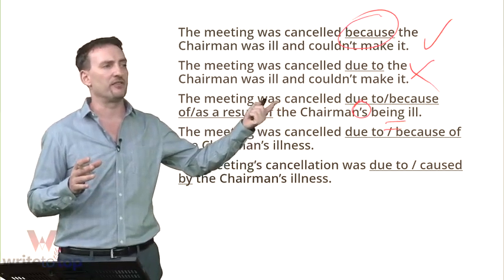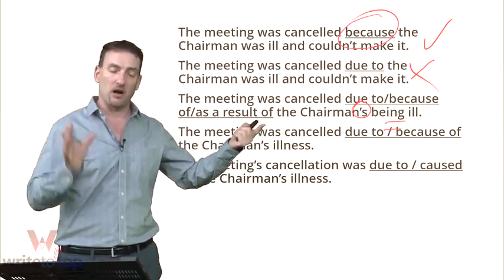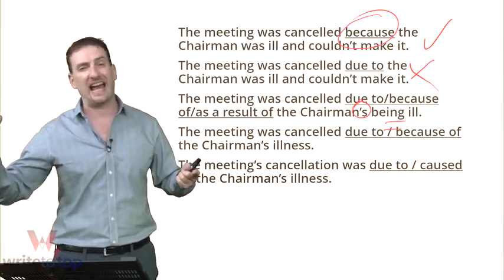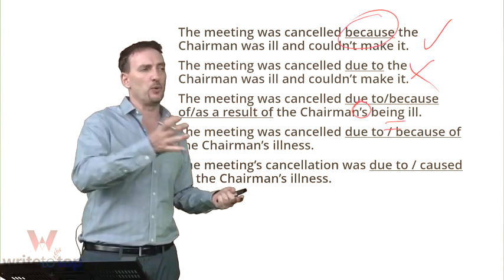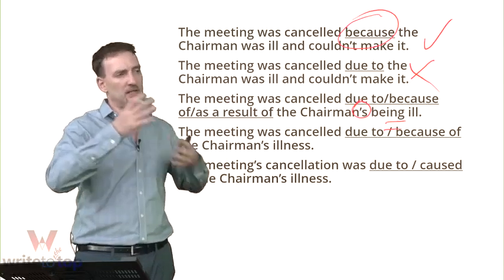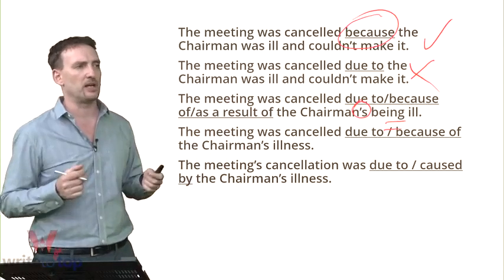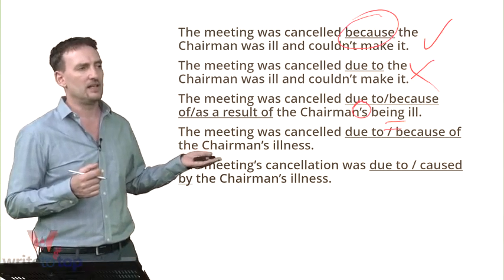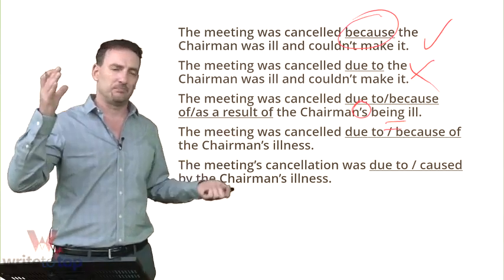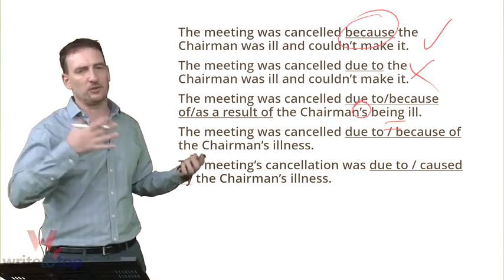Because you're talking about the verb. The meeting was canceled. You're modifying a verb, you want to use an adverb, because of. If you're modifying a noun, you would want to use due to. Okay? But again, these days, both will be okay. The meeting was canceled due to the chairman's illness. So same idea. The chairman's illness, noun. Because of is correct, due to is acceptable.